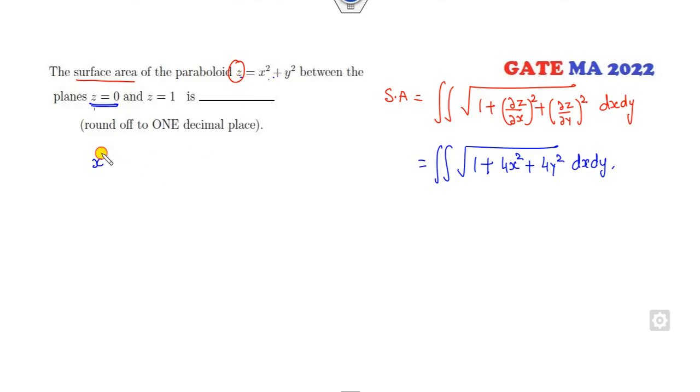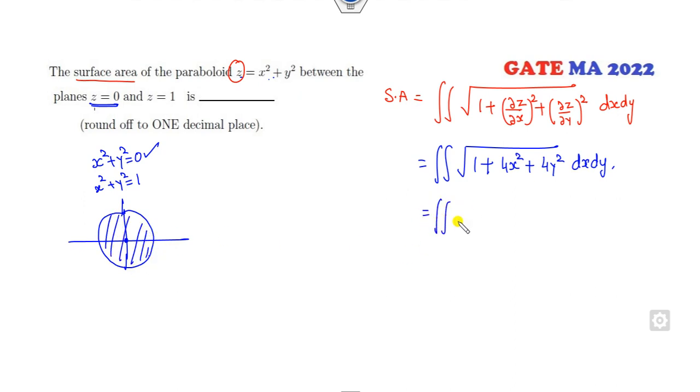Z is equal to 0 means x square plus y square is 0. When z is equal to 1 means x square plus y square is 1. So can you draw the graph of this? This is 0, 0 for the first line and 0, 1 for this line. So this is my feasible area. I can change into polar coordinates. This is my 4r square, and this will be my dr into d theta. What are the limits? The value of r is the circle of radius 1, and the angle is the complete 0 to 2 pi.